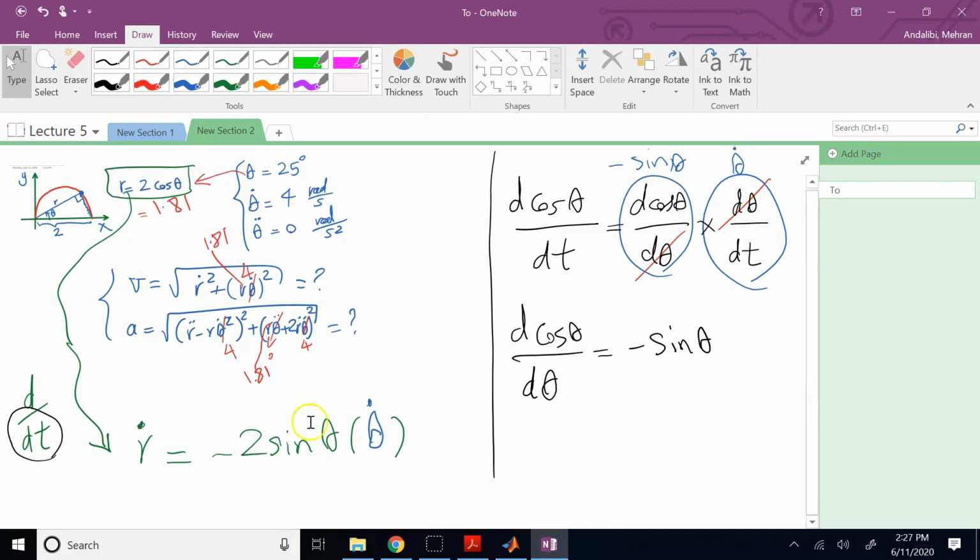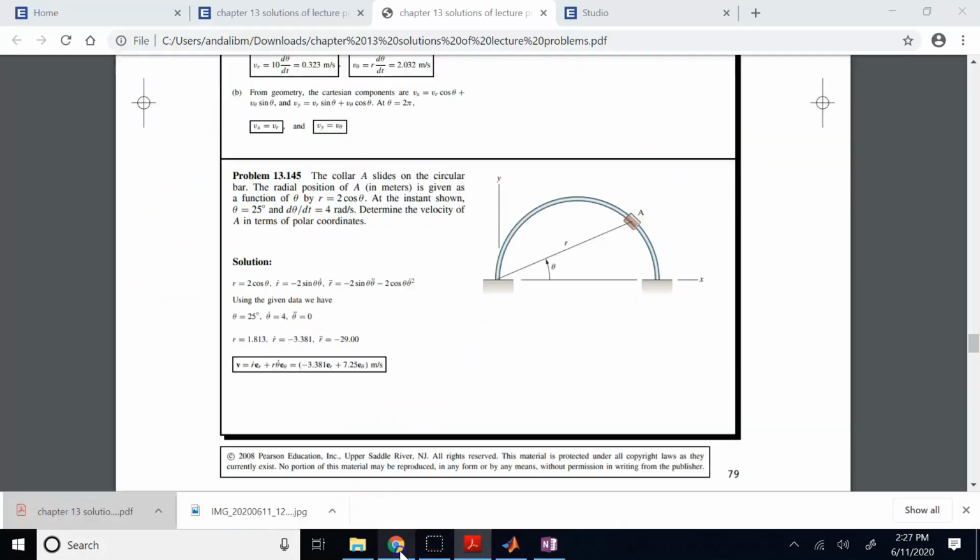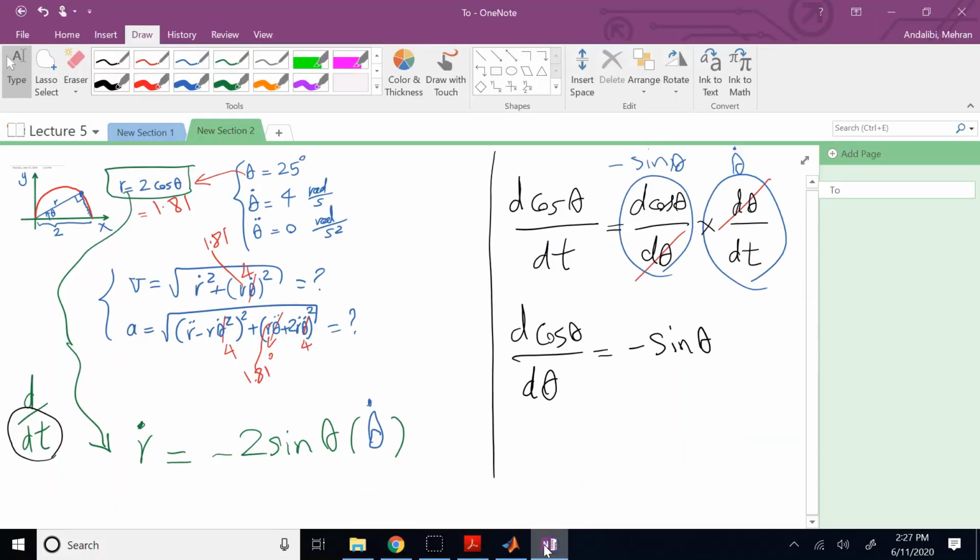Okay, so now you can plug the numbers. You can say, what is r dot that I need here and here? It is negative 2 sine of 25 degrees times theta dot, which is 4. Right, so it's negative 8 times sine of 25, which if you calculate, the value is negative 3.38.